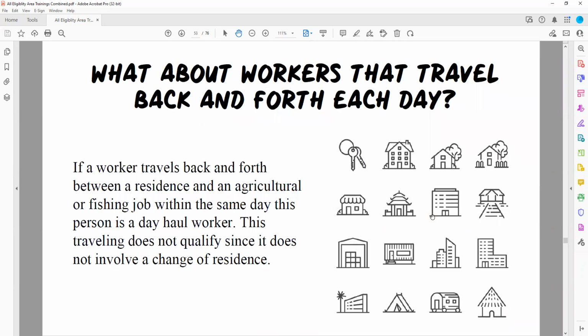So what about if they have what we call day haul workers? They come in, they may travel to their work and then go back to their place. So they haven't actually moved. They're just going to drive back and forth for work each day. That does not qualify because there isn't a change of residence.